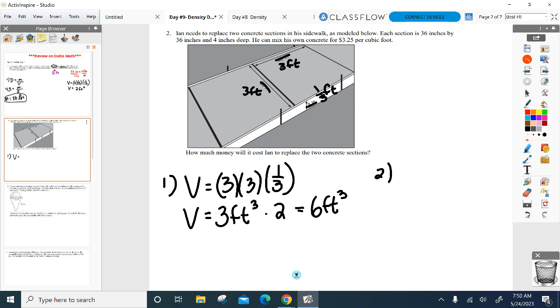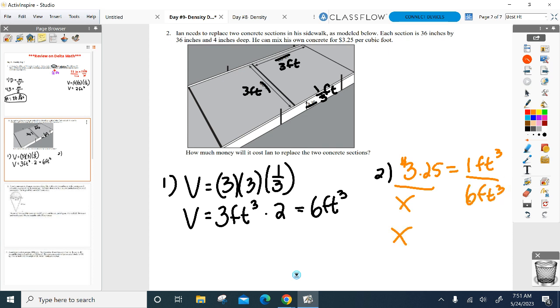$3.25 per cubic foot. If you guys are worried, what do I do with that $3.25? Do I multiply it by 6 or divide it by 6? Write your proportion. $3.25 for every 1 cubic foot. There's your ratio. If you know what to do with the $3.25, go and do it. But if you're on the fence and it's 50-50, set up this proportion. How much money is it for 6 cubic feet? And then you'll notice right away, hey, I've got to cross multiply.